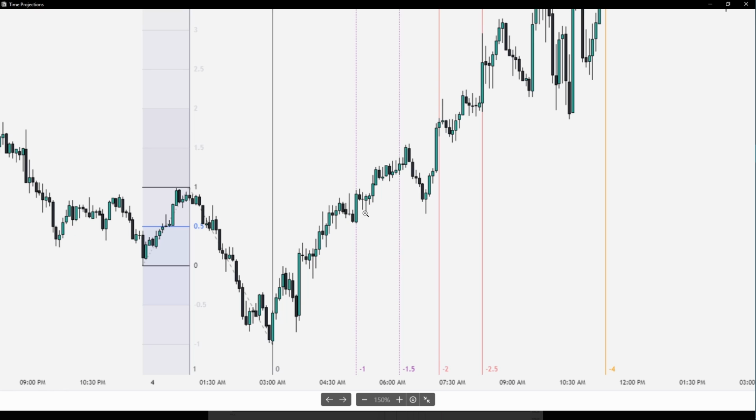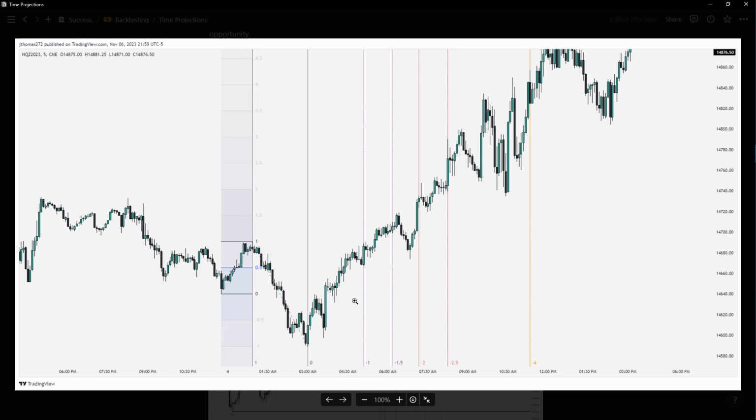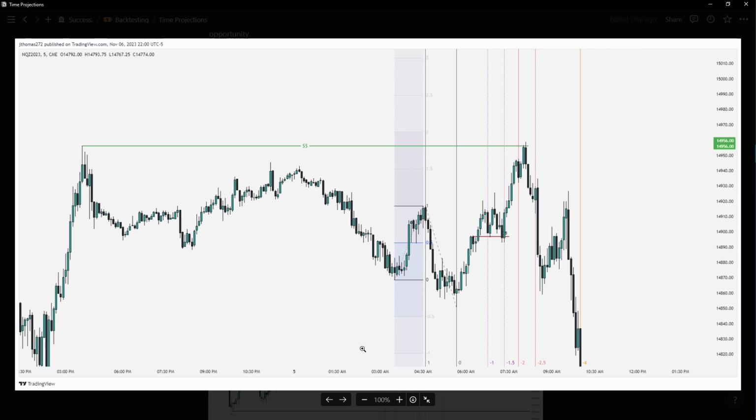right at the end of the London kill zone. So London kill zone starts between 2 and 5, and 4:30 is right here. So you can see that probably is right around 5 a.m. in the morning. But yeah, when the time lines up with either macros or specific kill zones, that's where it becomes highest probability.